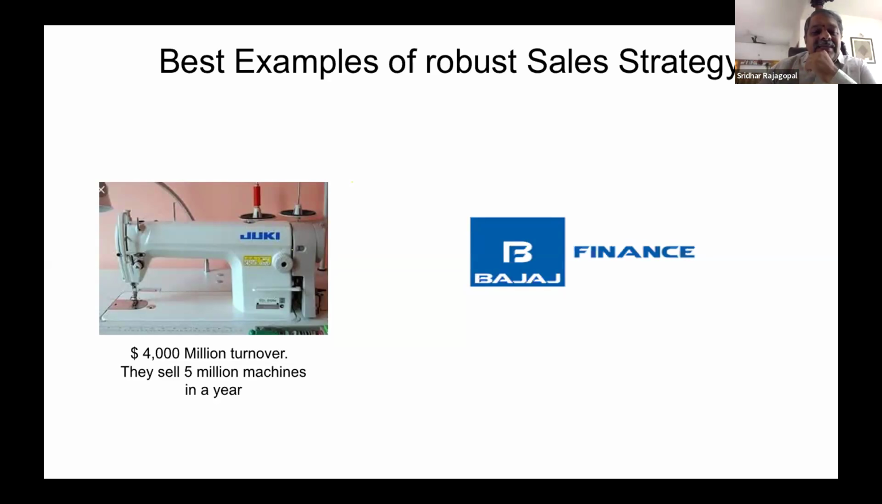And what I realized is that their investment into their sales strategy is much, much higher than into their marketing strategy. That's basically because in the initial days, they invested a lot in creating a marketing program. But over a period of time, they realized that their marketing strategy has put them on track, and now they are on fast-paced growth using their sales strategy.